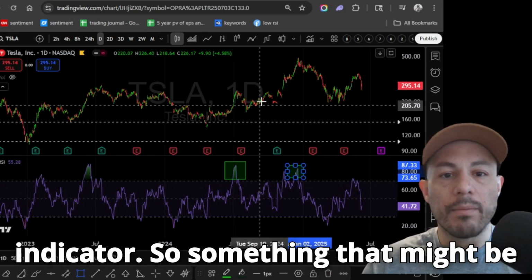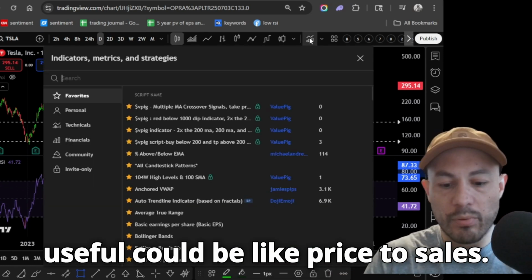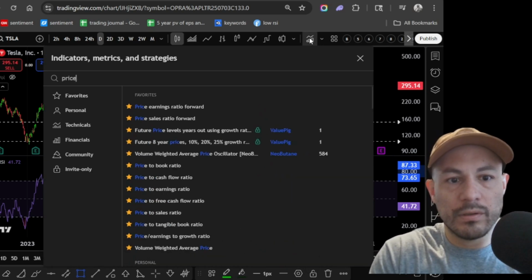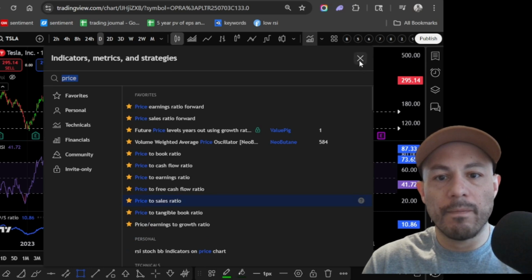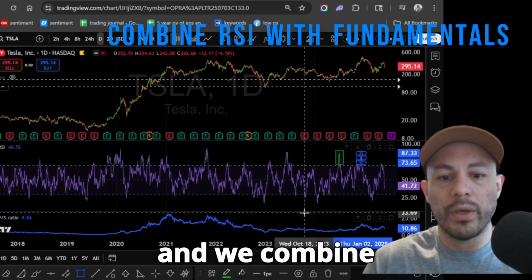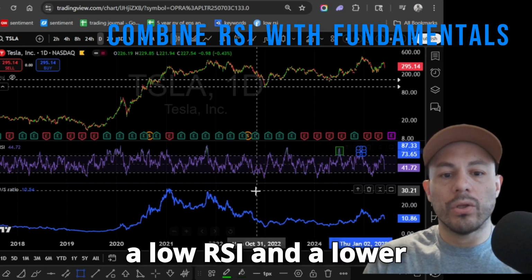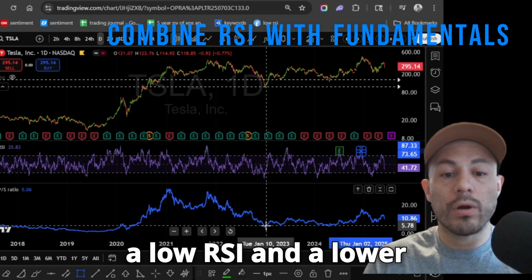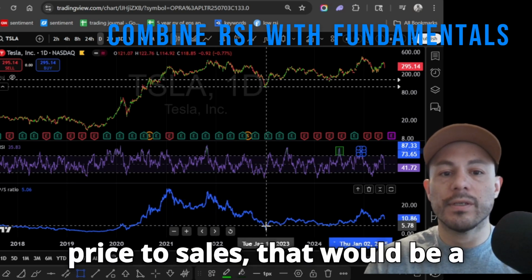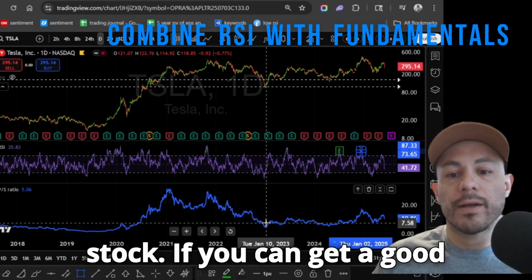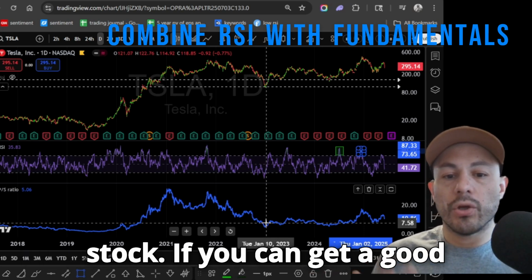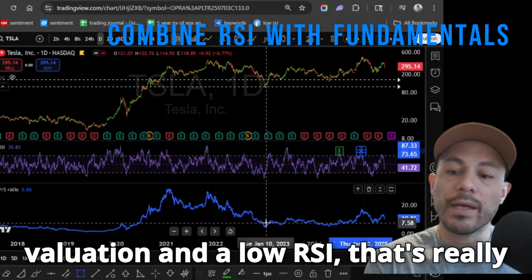So something that might be useful could be like price to sales. Like if we look at price to sales and we combine a low RSI and a lower price to sales, that would be a strong indicator to buy your favorite stock. If you can get a good valuation and a low RSI, that's really good.